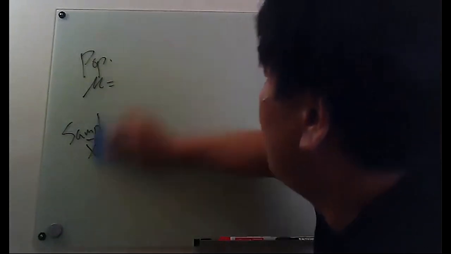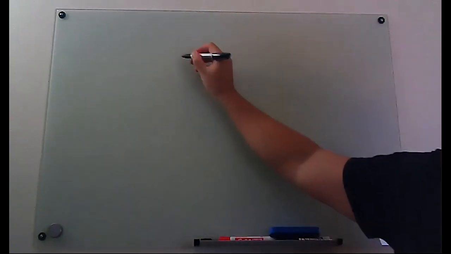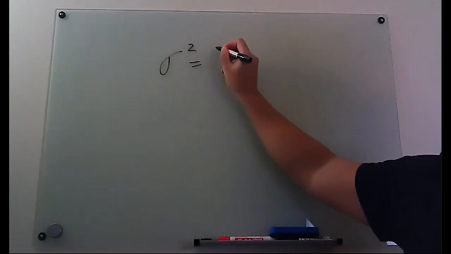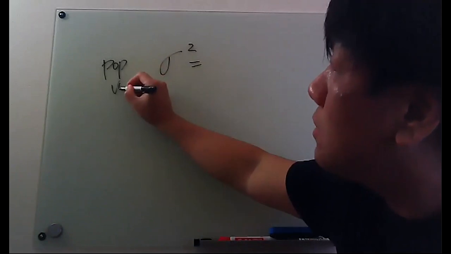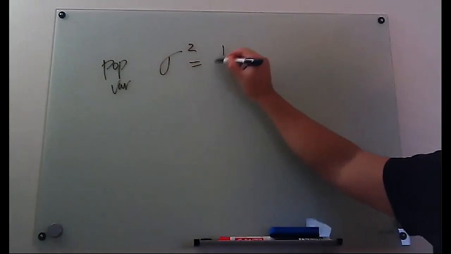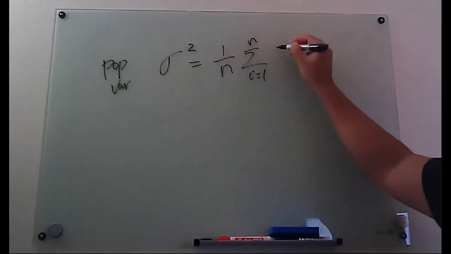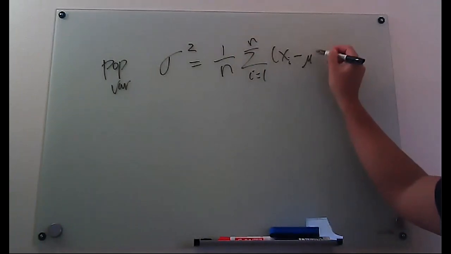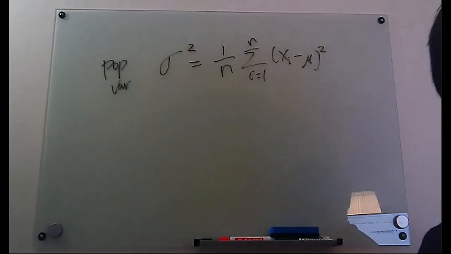Variance would be... so the variance formula would be sigma squared equals 1 over n, sum from i equals 1 to n of (xi minus mu) squared. That is the variance for a population. So that is a deviation. Don't worry about this mathematical notation.